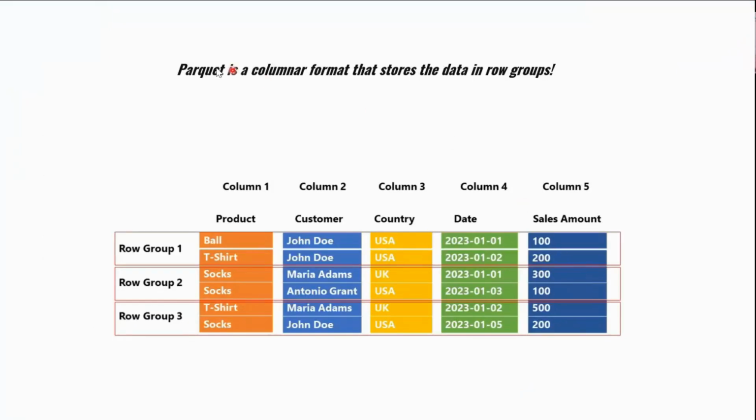Parquet format is a columnar format itself that stores the data in row groups. So if you see, isn't this similar to the columnar format itself, wherein the columns are physically separated? So Parquet is an advanced form of columnar format wherein your rows are clubbed together. Rows are grouped, so the data is stored in the form of row groups. So now what is the benefit of this?